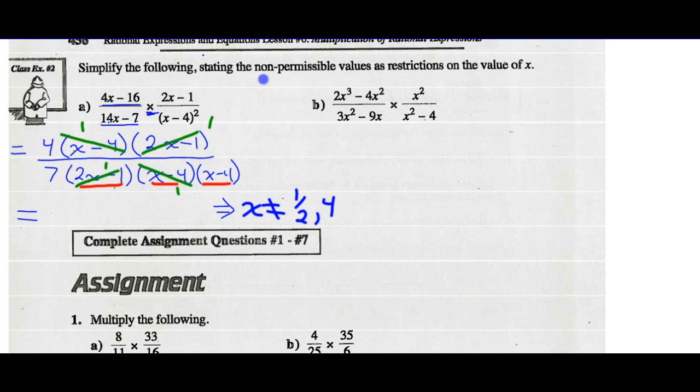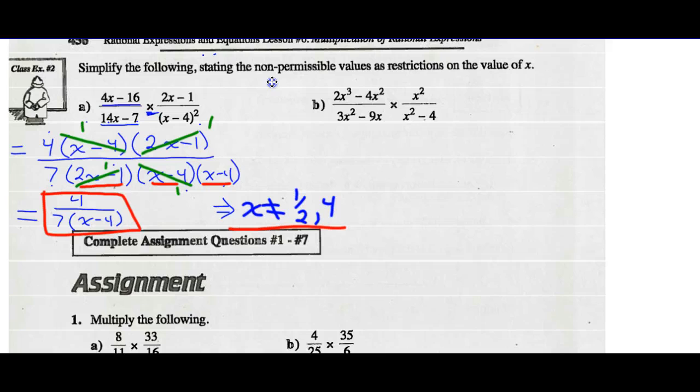So let's simplify. 4 times 1 times 1 in my numerator over 7 times 1 times 1 times x minus 4 is 7 times x minus 4. So there is our simplified rational expression. These are our restrictions. So make sure we find our restrictions before we reduce any common factors in my numerator and denominator.